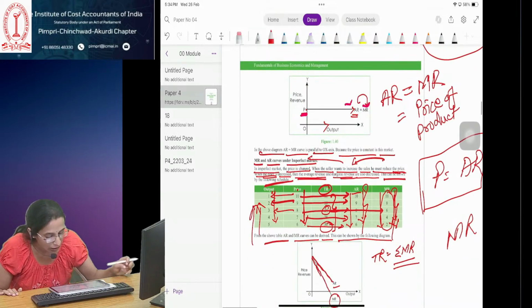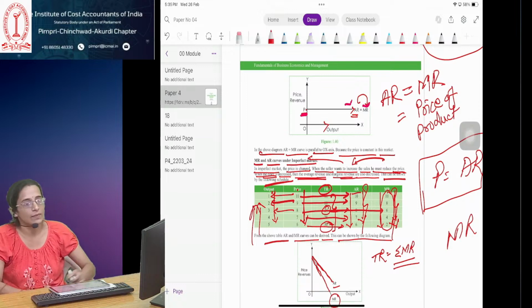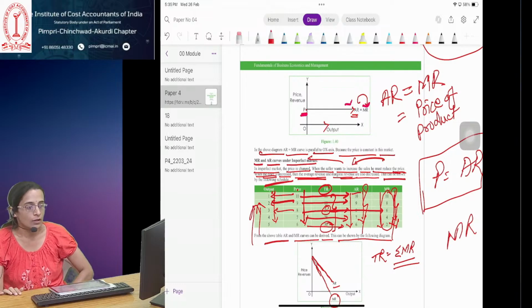See, in the above diagram, the average revenue and marginal revenue curve is parallel to the X-axis. Average revenue and marginal revenue are equal because the price is constant in the market. While if the price was changing, average revenue and marginal revenue would have also changed. Since the price is constant in the market, average revenue and marginal revenue are equal.